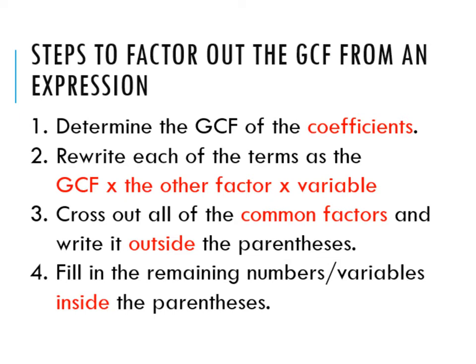First, you want to determine the greatest common factor of the coefficients. You're going to rewrite each of the terms as the greatest common factor times the other factor times the variables. Then you will cross out all of the common factors and write it outside the parentheses. And then lastly, fill in the remaining numbers and variables inside of each of the parentheses.